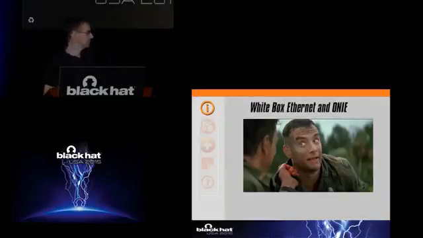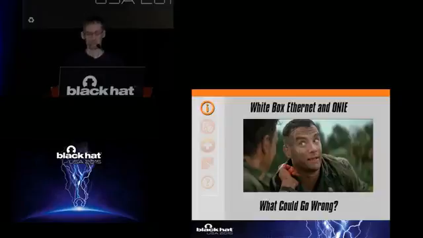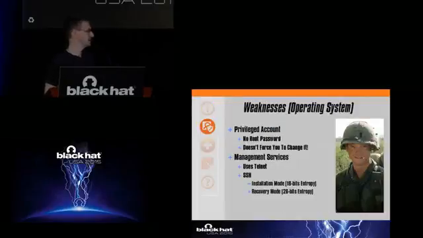So, white box Ethernet, the blank slate, and ONIE, the network bootloader. What could go wrong? It turns out a lot of things. Starting off with ONIE, its operating system. ONIE itself is based on Linux. The privileged account has no root password, it's blank, and it doesn't force you to change it. So that blank password is likely to remain stale.